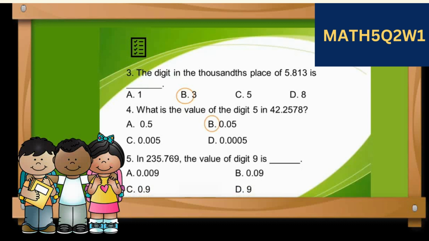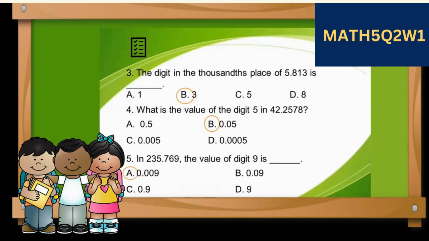And for number 5, in 235 and 769 thousandths, the value of digit 9 is blank. A 9 thousandths, B 9 hundredths, C 9 tenths, or D 9? The correct answer is letter A, 9 thousandths.